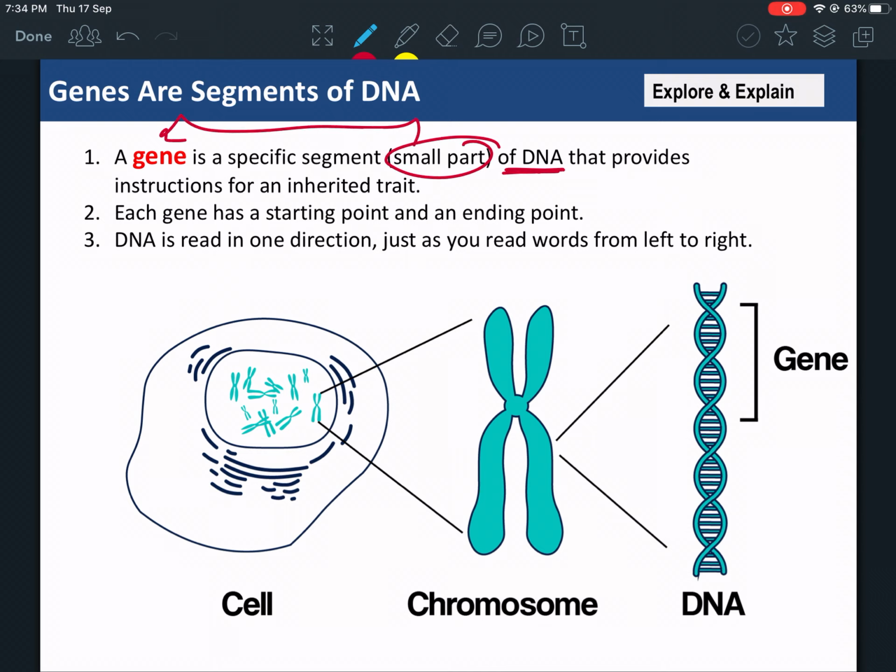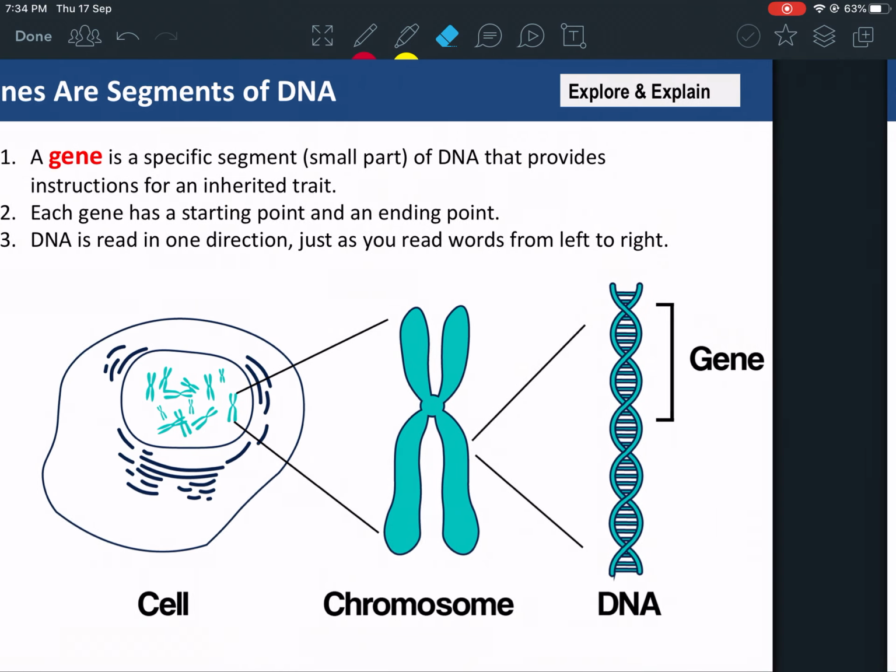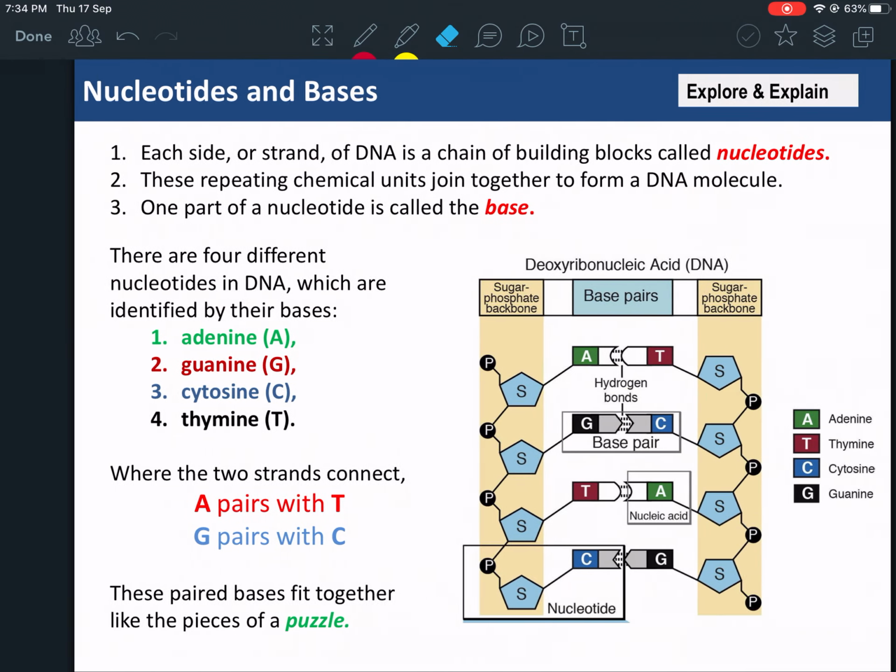Each gene has a starting point and an ending point. So let's say it starts here, it ends here. When it ends here, another gene starts here and then maybe ends here, another gene. So genes are parts of DNA, only a small part. Can you imagine how many coils are here? It's huge, and then the gene is just a small part. DNA is read in one direction. We'll talk about how you read DNA tomorrow. Tomorrow we're going to talk about genes and coding for proteins, but for today, this is mainly the main slide.